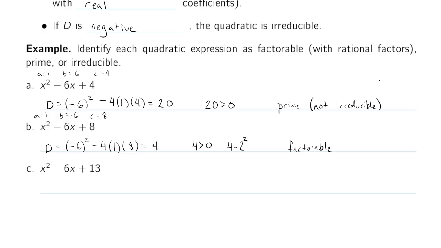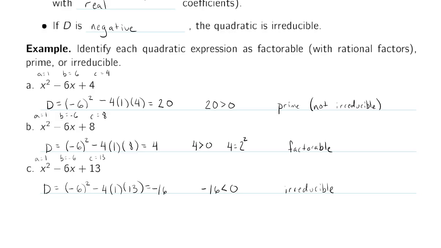Okay, our last example, x squared minus 6x plus 13. We have again, a is 1, b is negative 6, c is now 13. Our discriminant then is negative 6 squared minus 4 times 1 times 13. This is going to be 36 minus 52, which is negative 16. And of course, negative 16 is negative, and so this quadratic is irreducible.